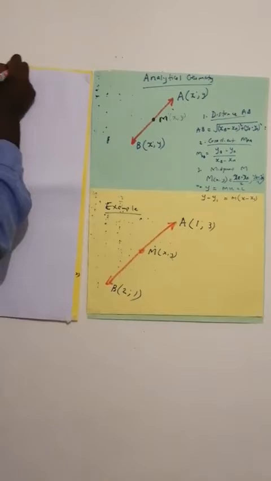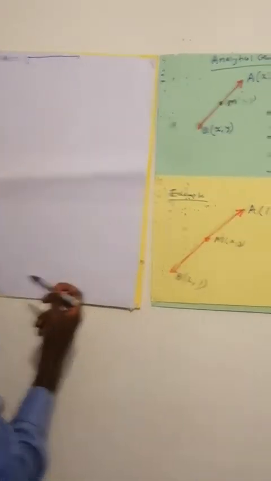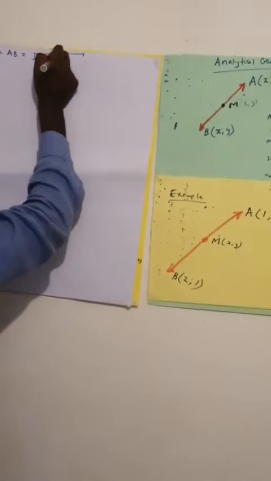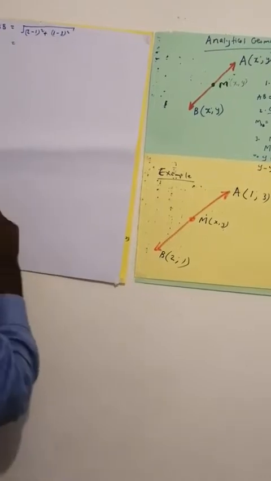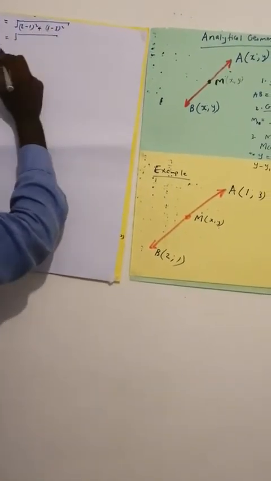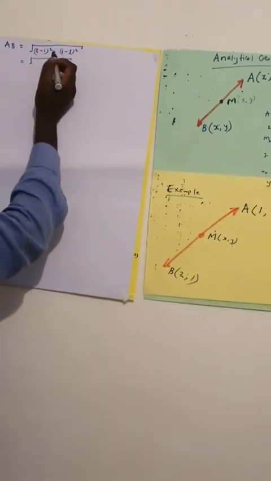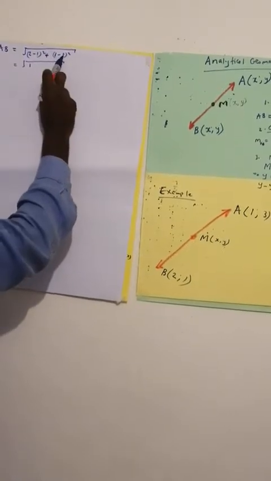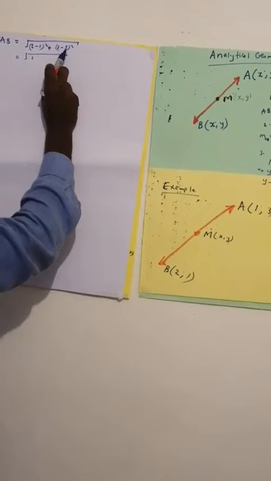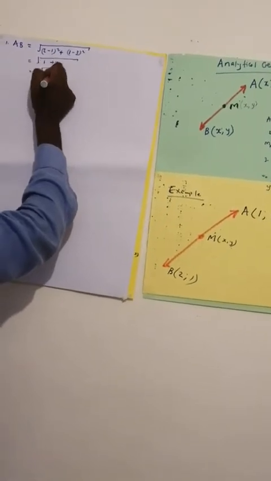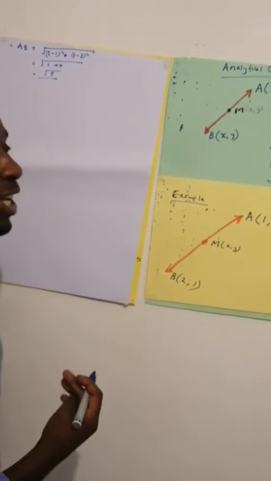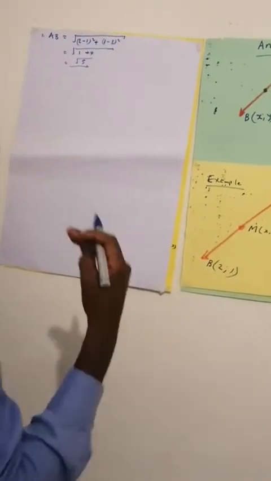So AB will be root of XB minus XA, so it's going to be 2 minus 1 whole squared plus YB minus YA, 1 minus 3 whole squared. Equal to root of 2 minus 1 squared. 2 minus 1 is 1, 1 squared is 1. Then 1 minus 3 is negative 2, squared is 4. So it means plus 4. The answer will be root 5. So this is the distance. If it's grade 10, maybe we can get 1 mark or 2 marks, maybe 3 marks.